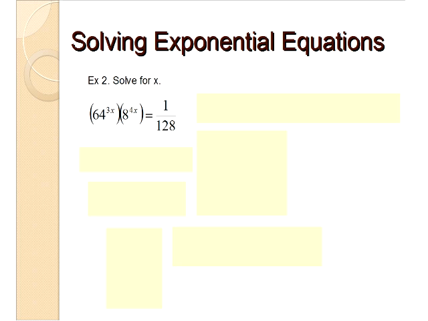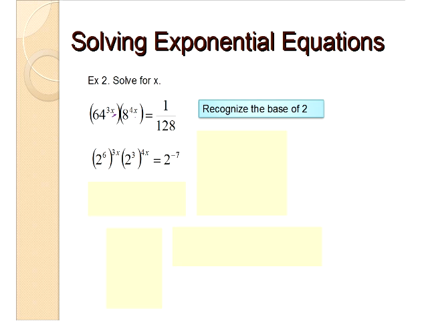So here's one. It looks a little nasty. My strategy is to first recognize that the unknown is in the exponents. So I'm able to do this if I can get common bases. And I see the bases are 64, 8, and 128. And I recognize those as base 2. 64 is 2 to the 6, 8 is 2 to the 3, and 128 is 2 to the 7.